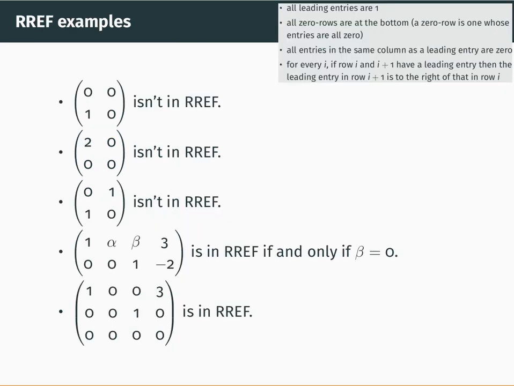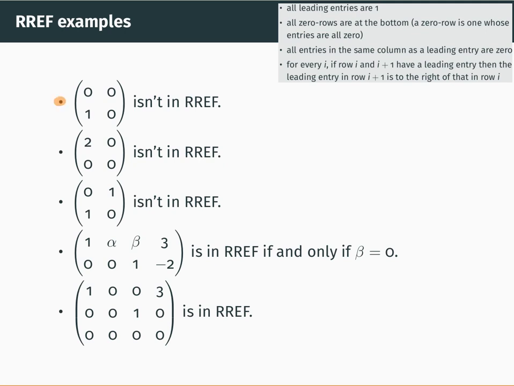Let's look at some examples then. I've copied at the top right of this slide the definition of row-reduced echelon form, and we're going to look at some example matrices and why or why they're not in row-reduced echelon form. The first example here is not in row-reduced echelon form. If you like, you can pause the video now and think, why not?